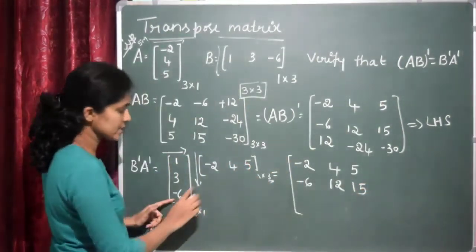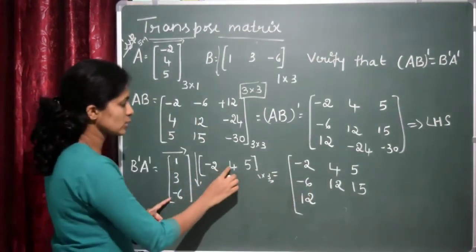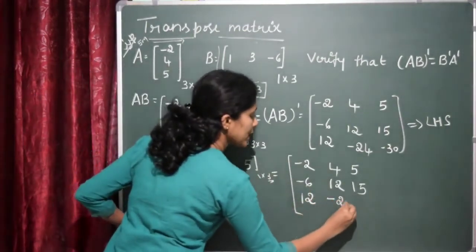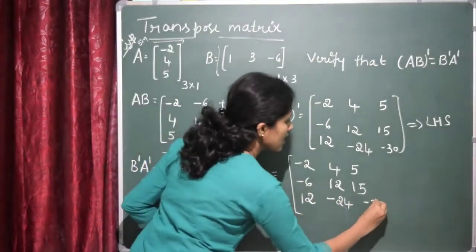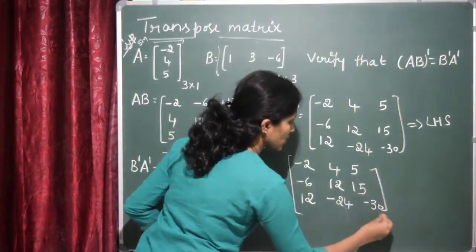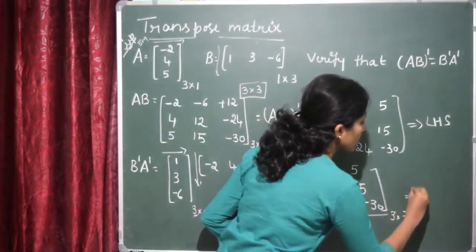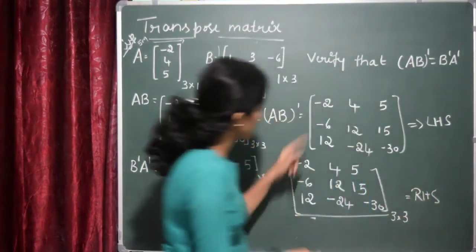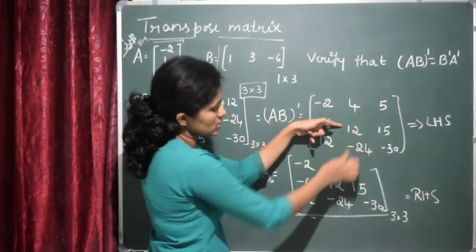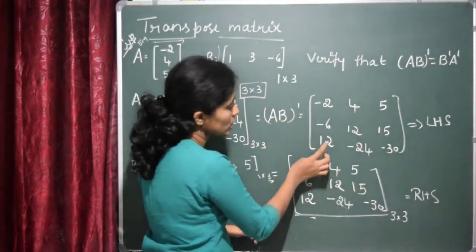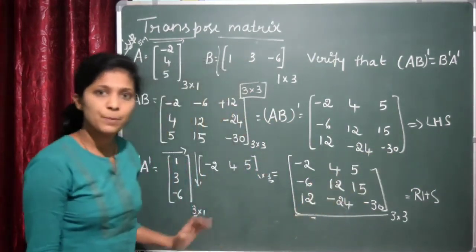Next will be minus 6 into minus 2, so it will be plus 12. Minus 6 into 4, so this is now minus 24. Last will be minus 6 into 5, it is minus 30. I hope you understood this one, important one. So matrix of order 3 by 3 and this is now right hand side. Is it equal? Check. Minus 2, 4, 5; minus 6, 12, 15; 12, minus 24, minus 30. Important one, simple, right?